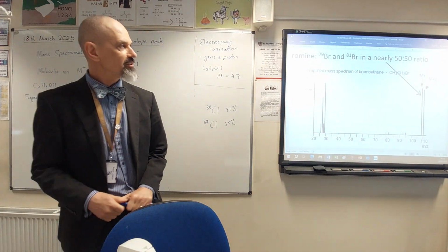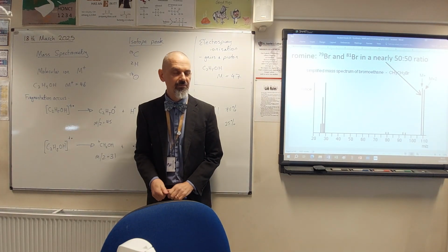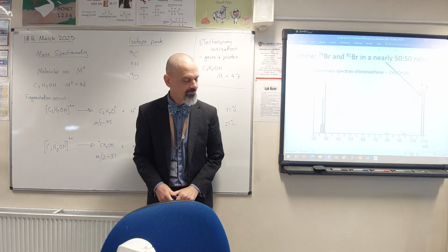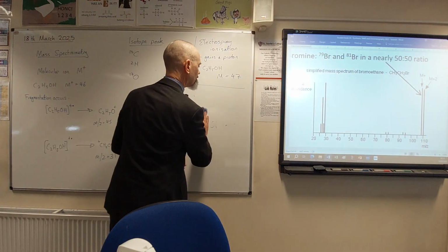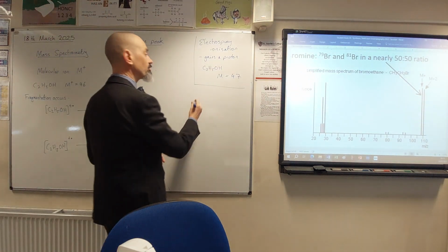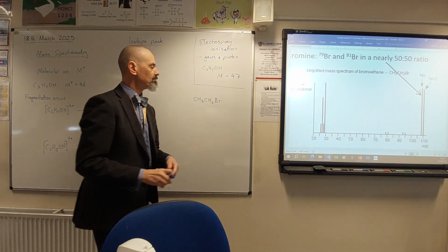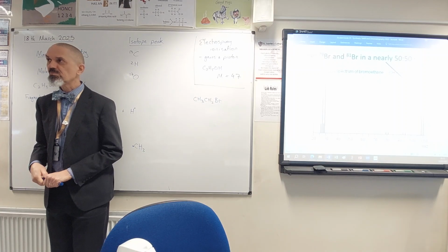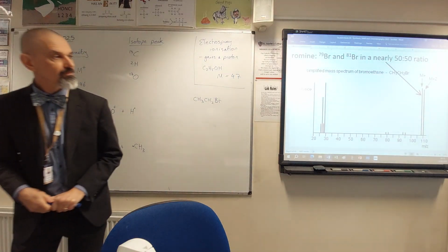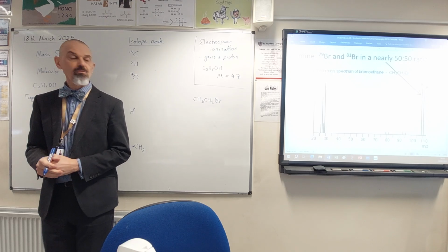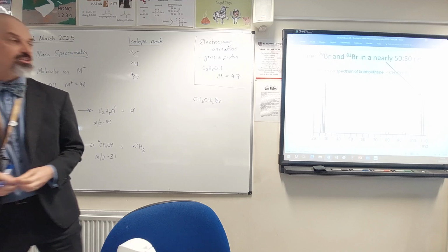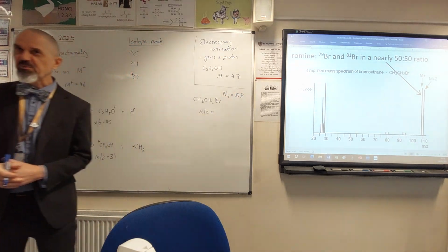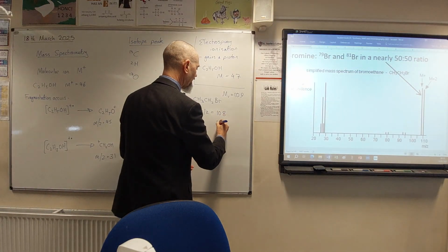Just one last question. What's the formula mass of this compound? Can work it out if you like. It's not a trick question. It's a little bit of a trick question. What's the formula mass of bromoethane? 109. What peaks do I see on the spectrum? Well, I don't get 109. I get 108, and I get 110.